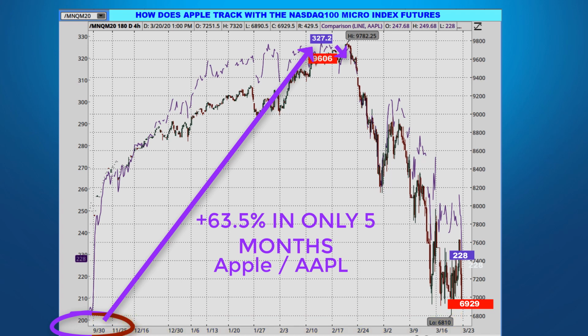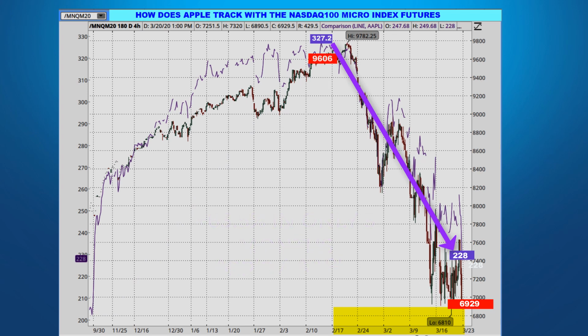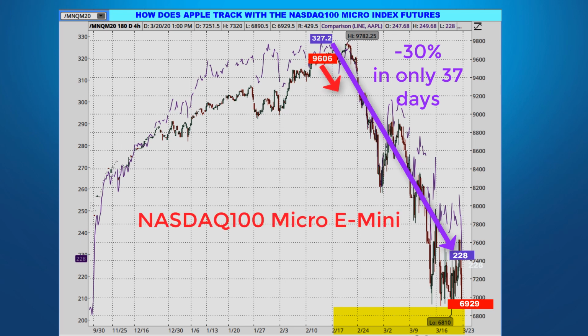Then, over the next 37 days, between February 17th, 2020 and March 20th, the stock went down from $327 to $228, about a $100 drop in price and a 30% loss. Now, during that same period of time, the NASDAQ100 Micro E-Mini lost about 27.9%, almost the same percentage as the 30% loss in the Apple stock, as it went down from 96.06 to 69.29.